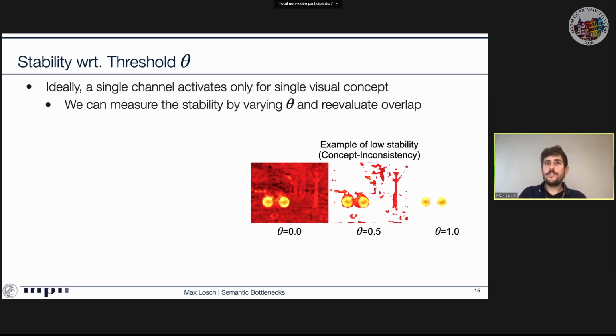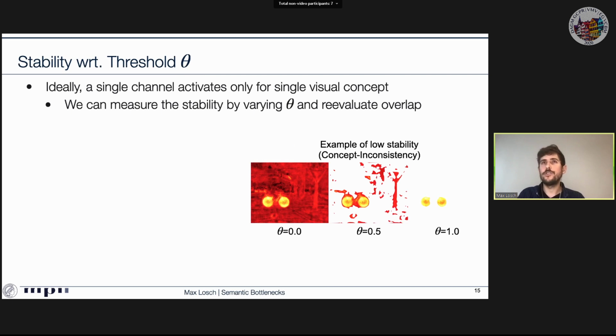In the general case, what we usually see is that there are multiple regions in the image where a particular channel activates or responds. The example on the bottom right is a low stability channel, so it is very inconsistent with respect to a concept. There are activations for the bike, but also activations for the tree and so on. Ideally, you would like a channel that activates for only one particular concept.